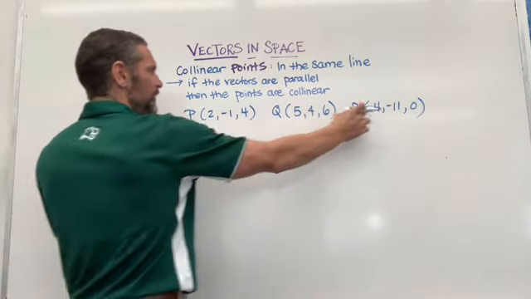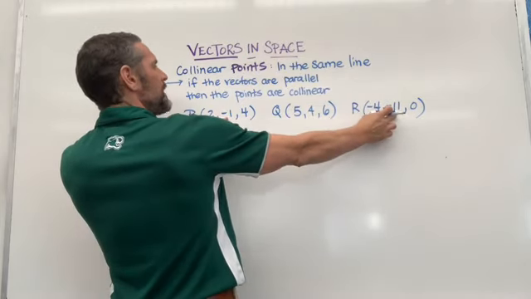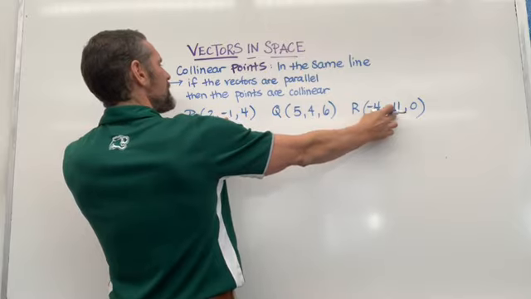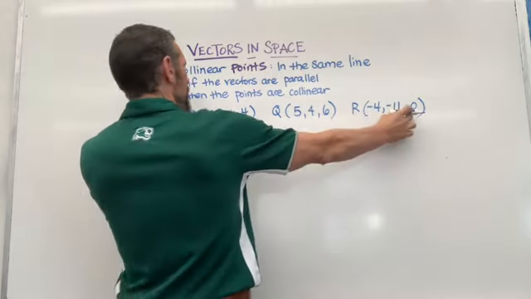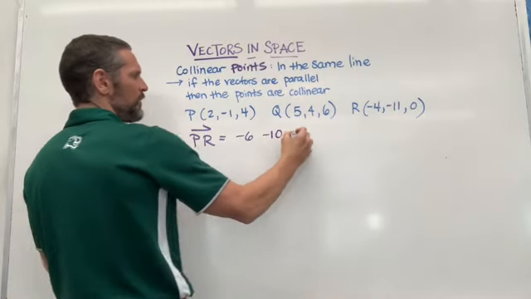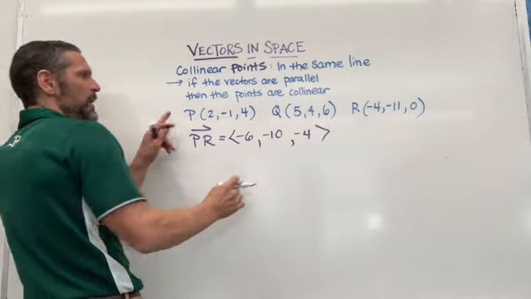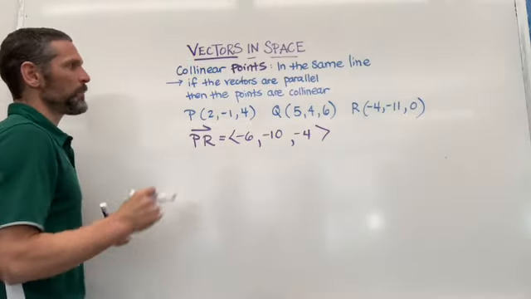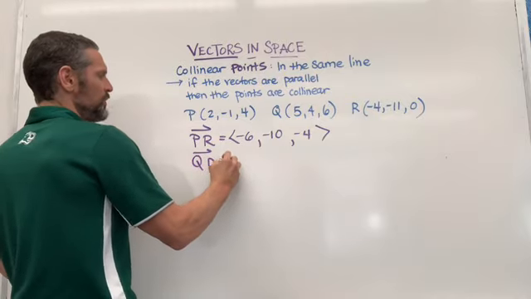Vector PR is final minus initial, -6. Final minus initial, -1 minus -11 is -10. Final minus initial, 0 minus 4 is -4. There is my vector from P to R. Now I can pick another one. How about QR? It doesn't matter which ones you choose.